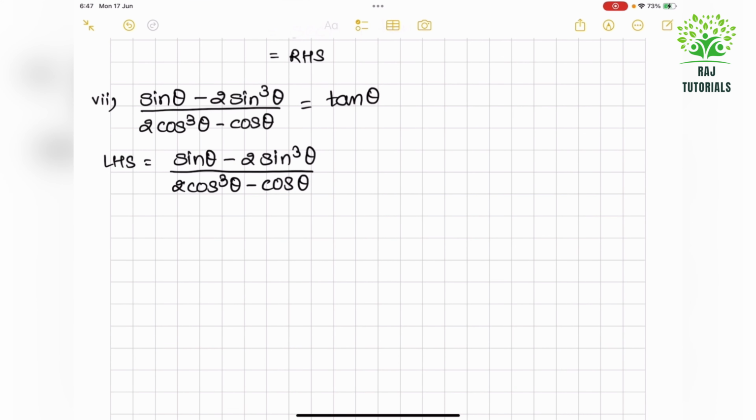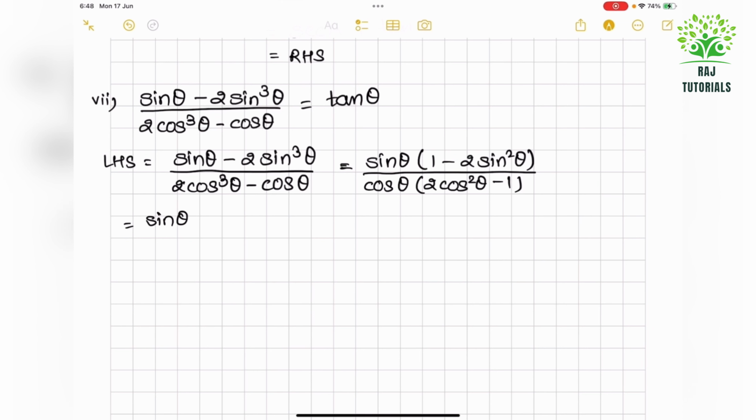Next one is (sin theta minus 2 sin cube theta) upon (2 cos cube theta minus cos theta) equal to tan theta. So again I am taking LHS and I will prove it equal to RHS. From the LHS, I am taking from the numerator sin theta common. So I will get (1 minus 2 sin square theta) upon, from the denominator I am taking cos theta common. So (2 cos square theta minus 1) I got.